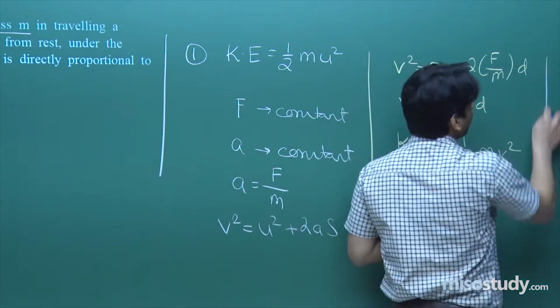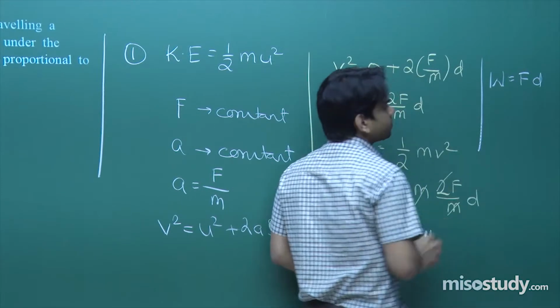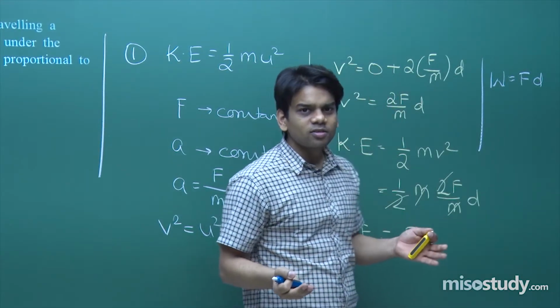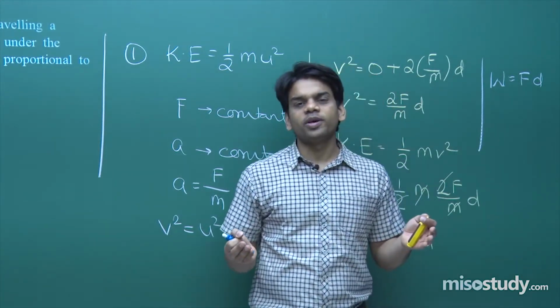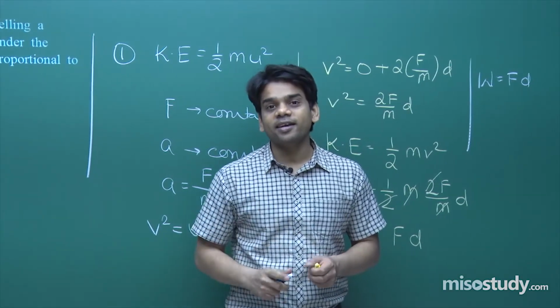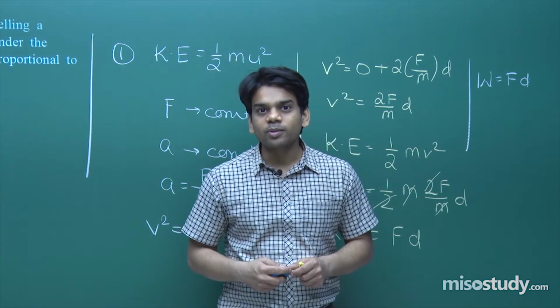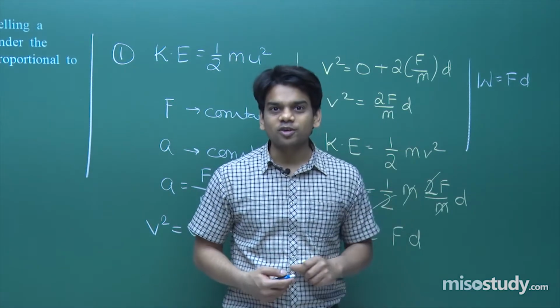You see here, we all know that work done by a constant force is F into d. For any distance the body has covered, work done by the constant force will be F into d. Then from the work-energy theorem, the gain in kinetic energy is work done, or the change in kinetic energy is work done by all the forces.